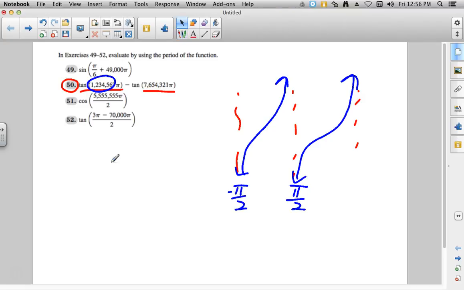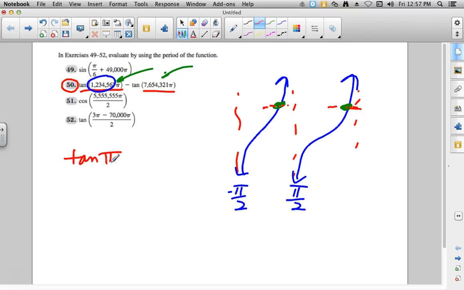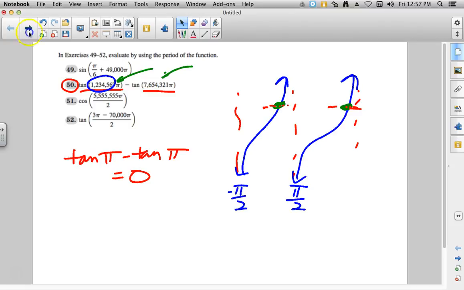So whatever the tangent of 1,234,567 pi is going to equal exactly the same thing as the tangent of 7,654,321 pi. You need to think of it as a y coordinate. I mean, that's what's really going on here. So when you take the tangent of pi, no matter how many pi you're talking about, and you subtract the tangent of pi, you're going to get 0, because they will always land in the same spot when we're talking about periods of 1 pi. They're landing in exactly the same spot.